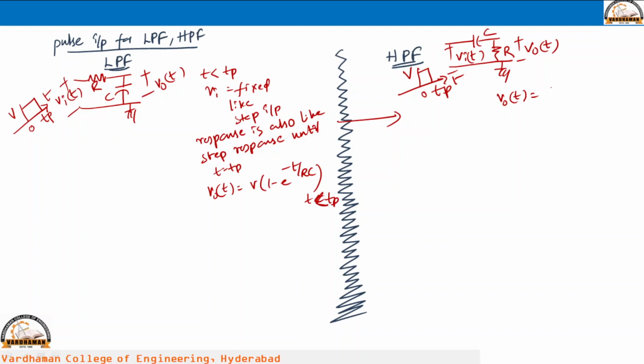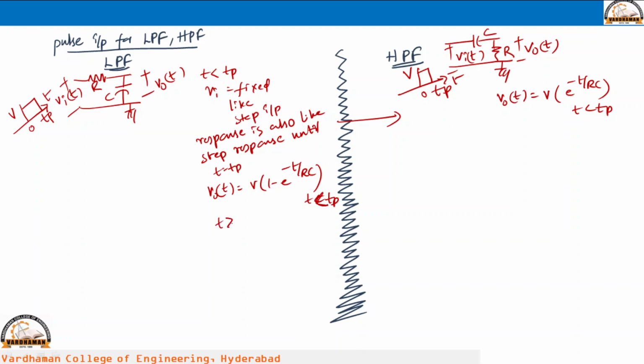Okay. For the high pass filter, what is the response to the step input? It means an exponentially decreasing signal, that is V into e power minus t by RC, but this is valid up to Tp seconds only. But after Tp, what is happening? After Tp, the stored energy in the capacitor will be given to the resistor. That means the resistor voltage will be decreasing.